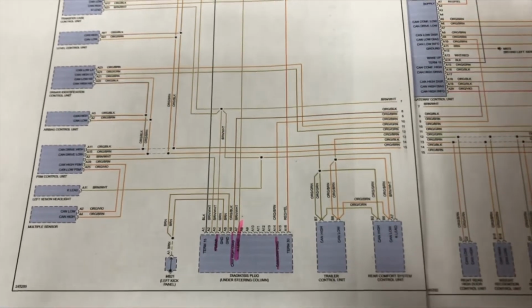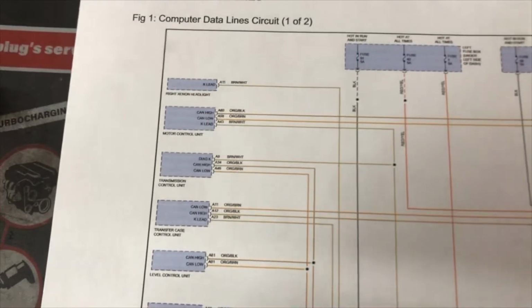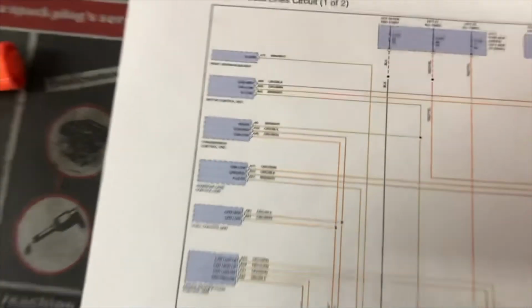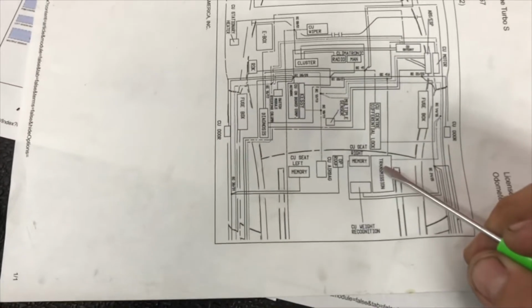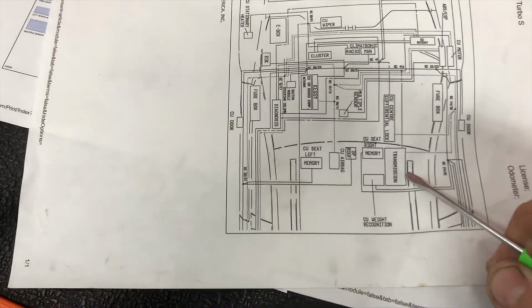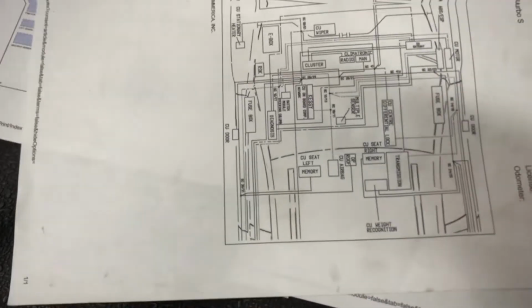So what I want to do is get to one of the modules that's having trouble communicating. And the easiest one to gain access to is the transmission control unit. And the way I was able to figure that out is I have a location of all our modules. Right here under the passenger seat, we have our transmission control unit, and it doesn't show the transfer case control unit, but that's under there as well. So now we're going to go to the transmission control unit and take a look at that network.